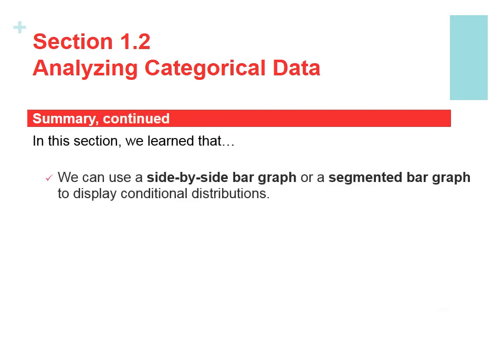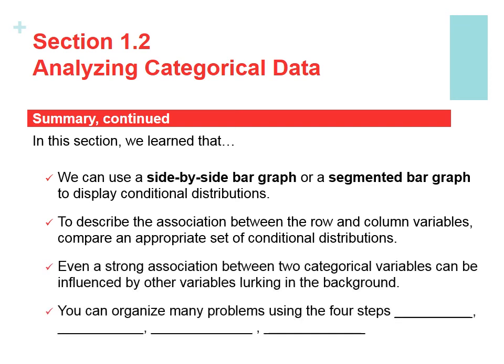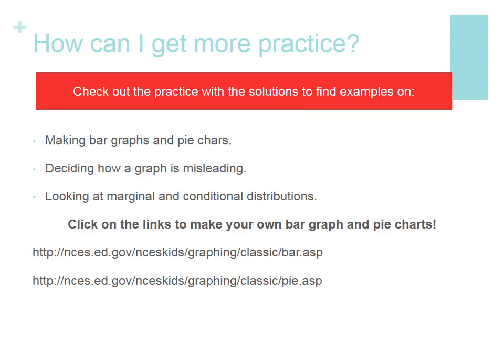Here's our summary continued. Just remember, we can use a side-by-side bar graph and a segmented bar graph to display conditional distributions. To describe the association between the row and column variables, compare an appropriate set of conditional distributions. Even a strong association between two categorical variables can be influenced by other variables lurking in the background. And we'll take a look at that a little bit later. You can ignore this last step right here. We'll be going over that in a later section.